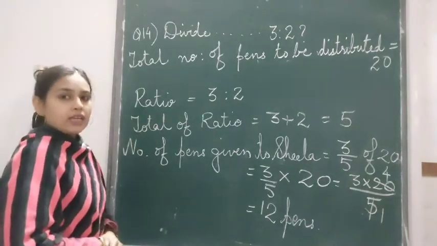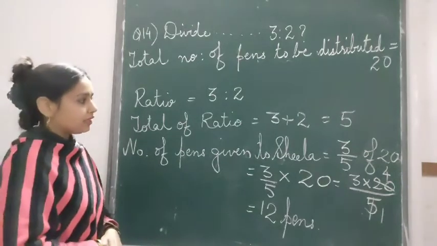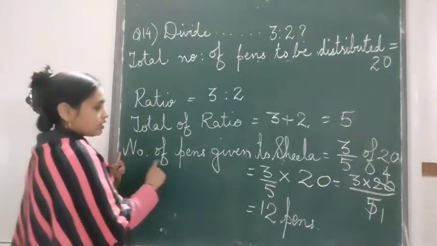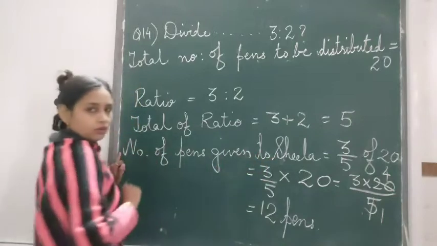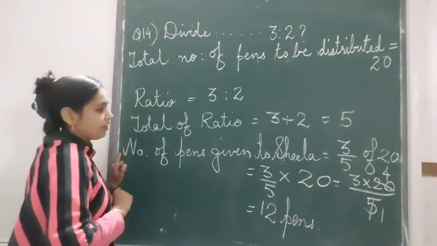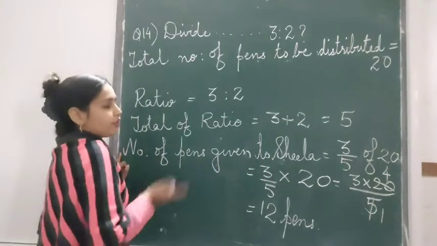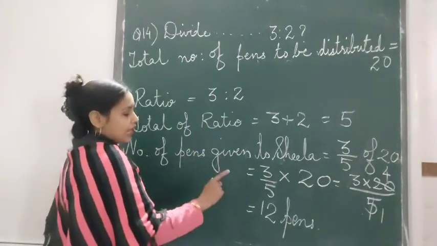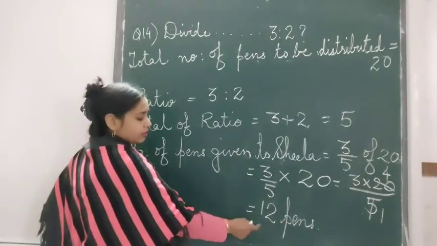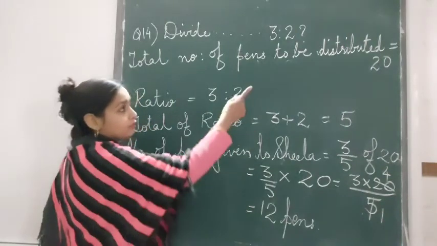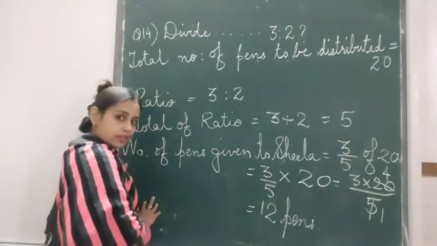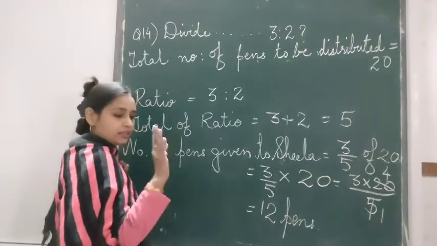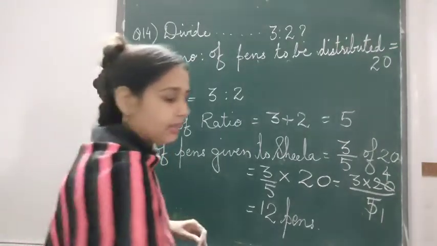So this gives us the number of pens given to Sheila. Now we have to find number of pens given to Sangeeta. So either we can use the same method, that is number of pens given to Sangeeta is equal to 2 by 5 of 20. Or we can subtract number of pens given to Sheila from the total number of pens to be distributed. Okay children, so there are two methods, either of the two we can use.